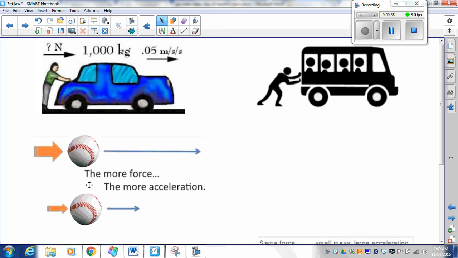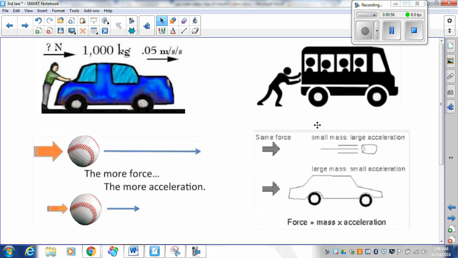Now, if we have the same object, the more force, the more acceleration. So let's say we have a major league pitcher throwing the ball and a baby throwing the ball. It makes sense to you that with more force, he's going to have a lot greater acceleration on the ball.